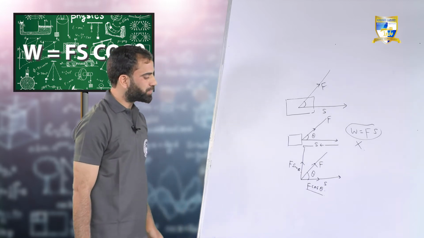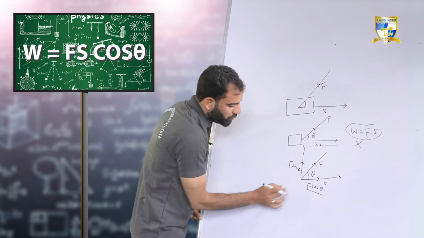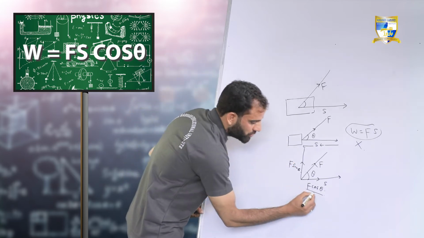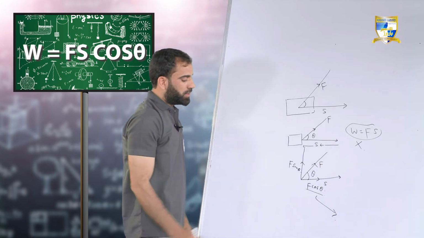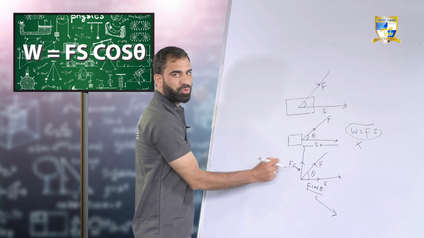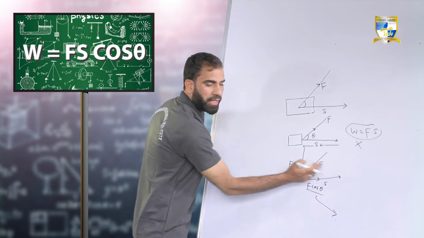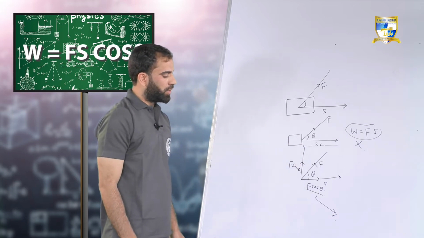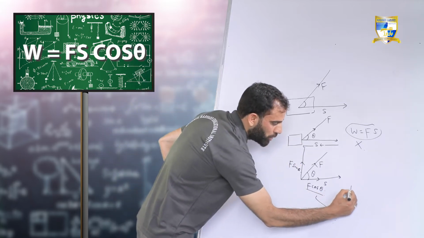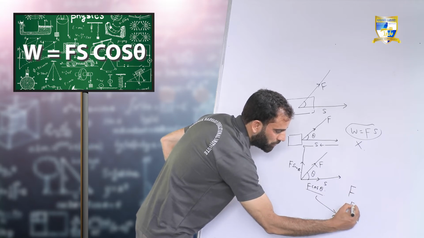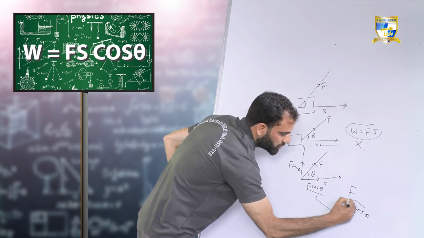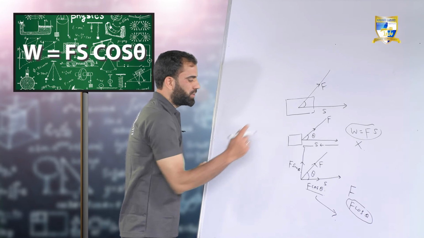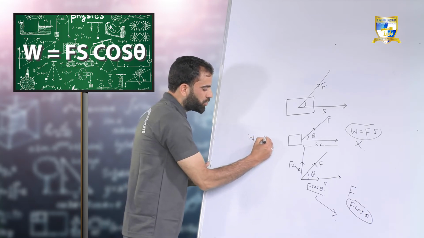Which component is responsible for the motion of the box? That is F cos theta. The vertical component F sin theta has nothing to do with the motion of the box, because the box is moving along the horizontal direction. There is no motion along the vertical direction. So F cos theta, the component of force, is responsible for the motion of the box. So let us take that formula, W equals Fs.